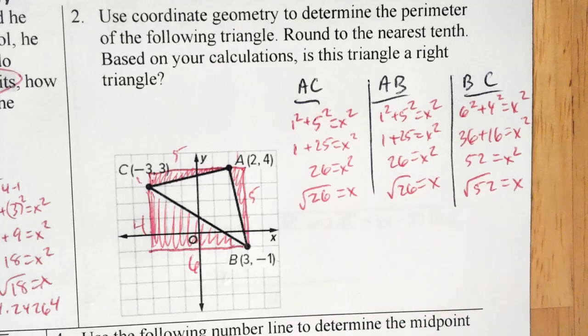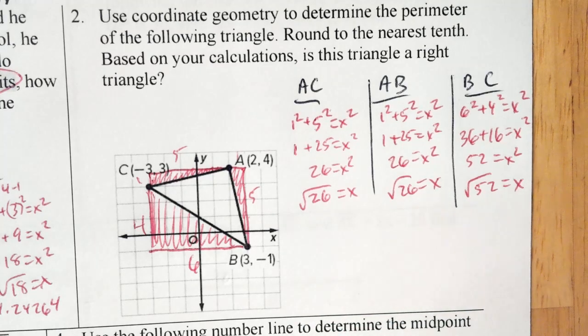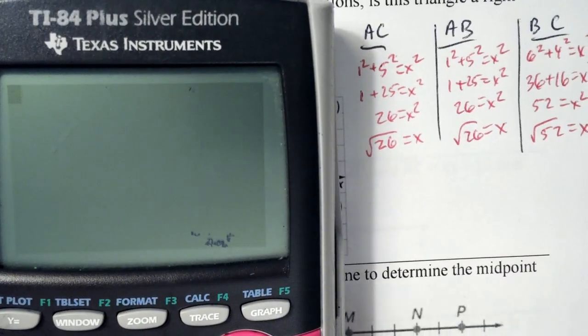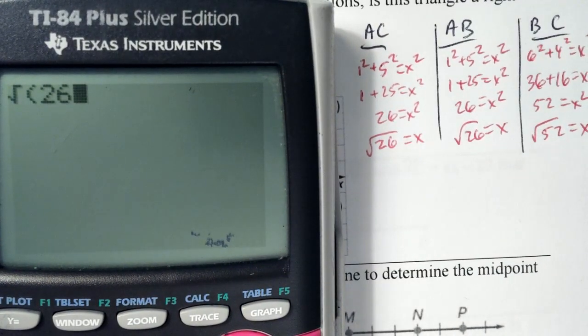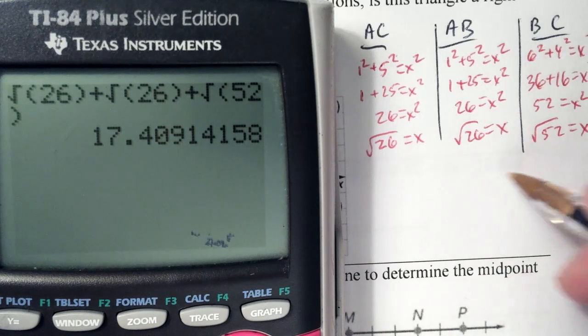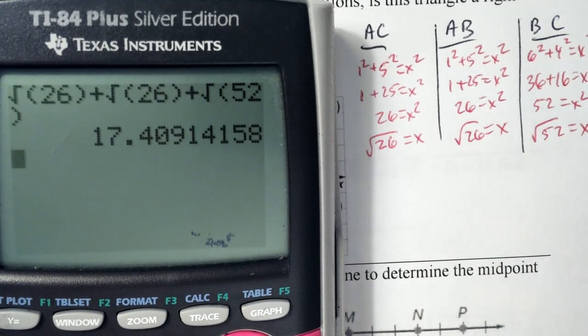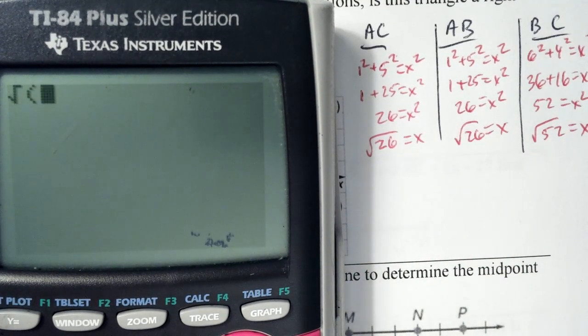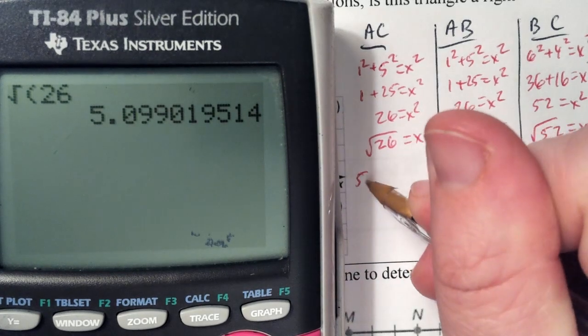All right, so now we're going to take those numbers and add them together. We can do this in our calculator in one big straight thing. So square root of 26, close the parentheses, plus square root of 26, close the parentheses, plus square root of 52, close the parentheses. So we got this big long number, or you could have changed each one into their own specific radical.